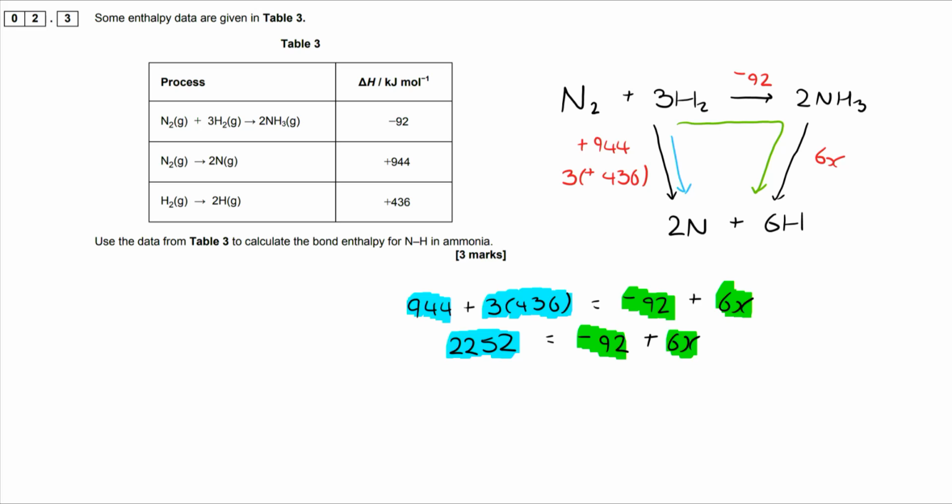And I've then got all of the figures that I can put in, and I've colour coded them based on the colours of the arrows for the 2 routes. So 2252 is -92 plus 6x. A little bit more rearranging. 2344 is 6x, and then nice and simple to finish off, x is 391 kilojoules per mole.